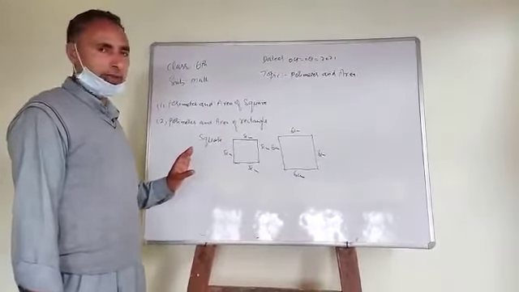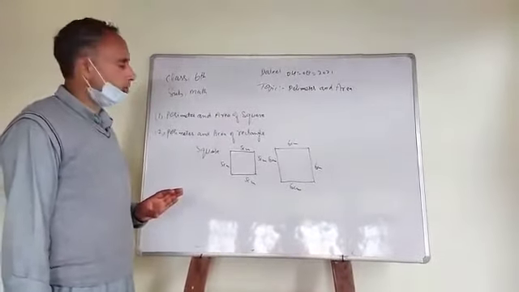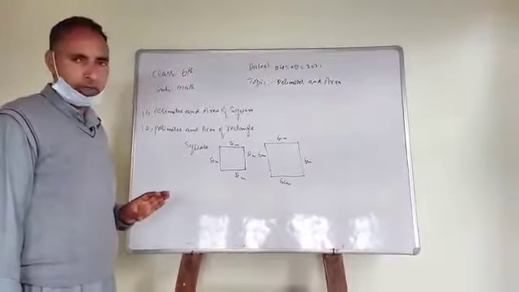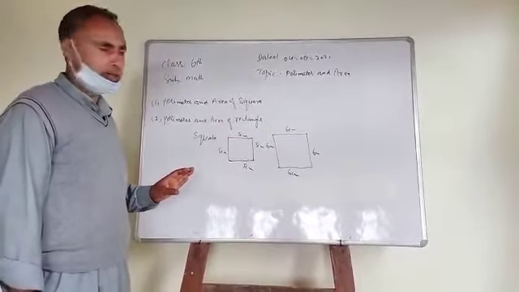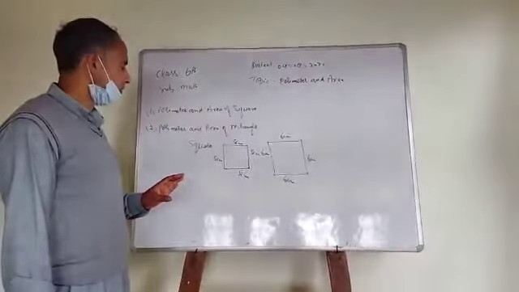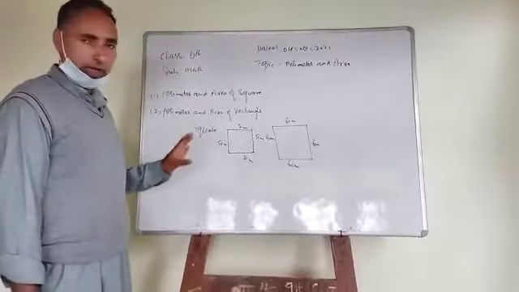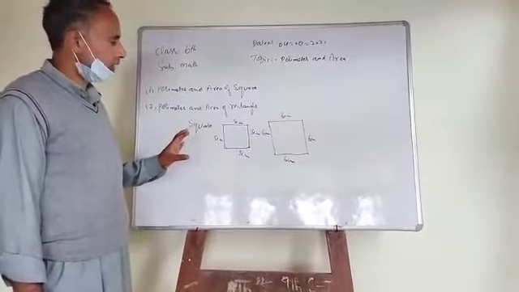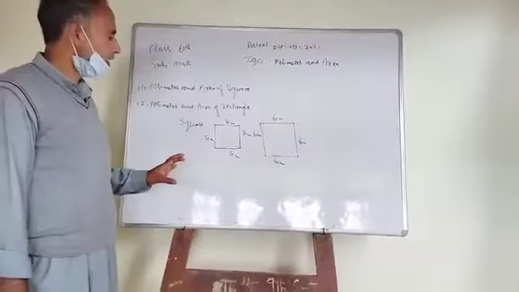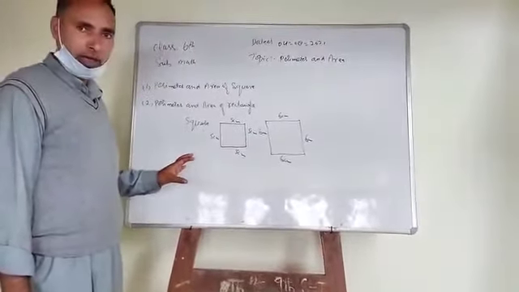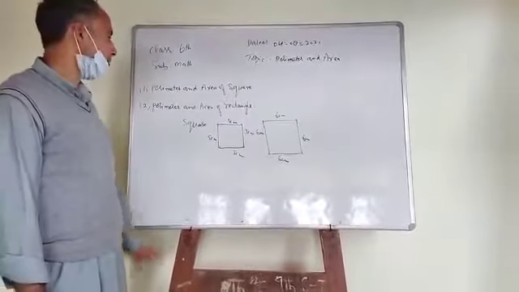And the angles are each 90 degrees. But in an equilateral triangle, each angle is 60 degrees. In a square, each angle measures 90 degrees. A square is a closed figure, a polygon made up of four line segments whose all sides and all angles are equal. We call it equiangular and equilateral.